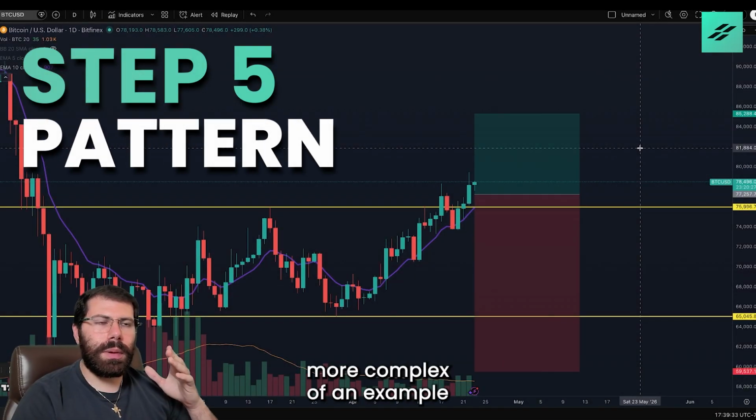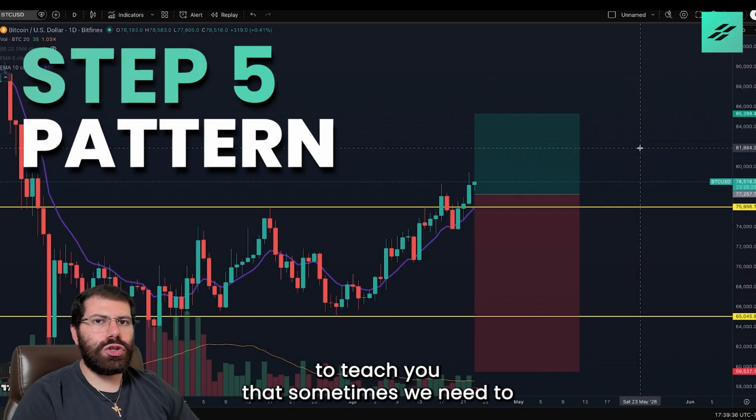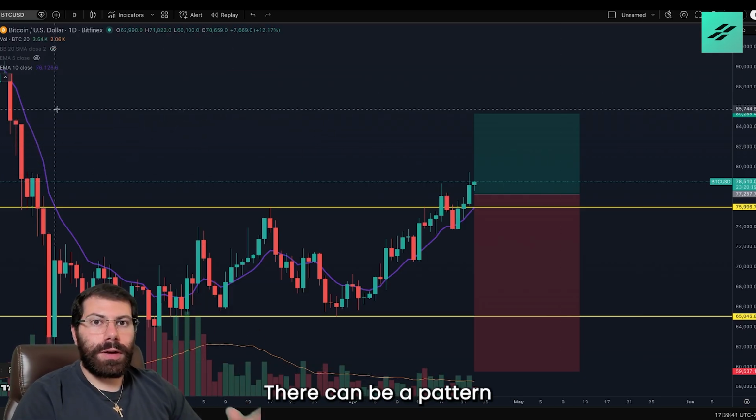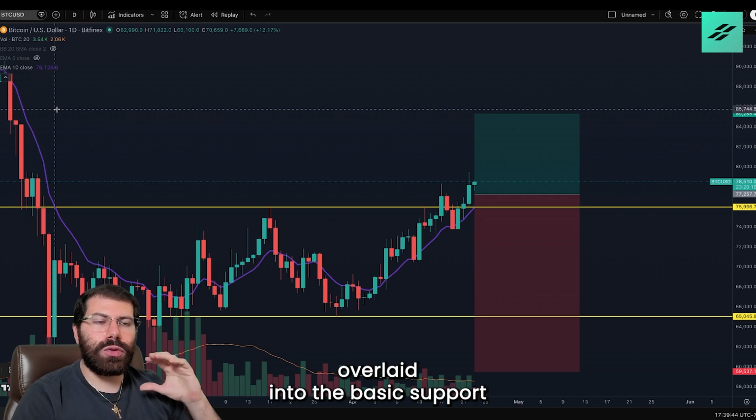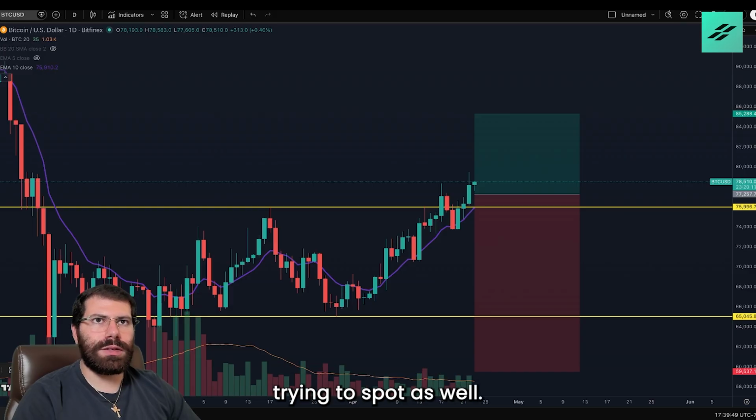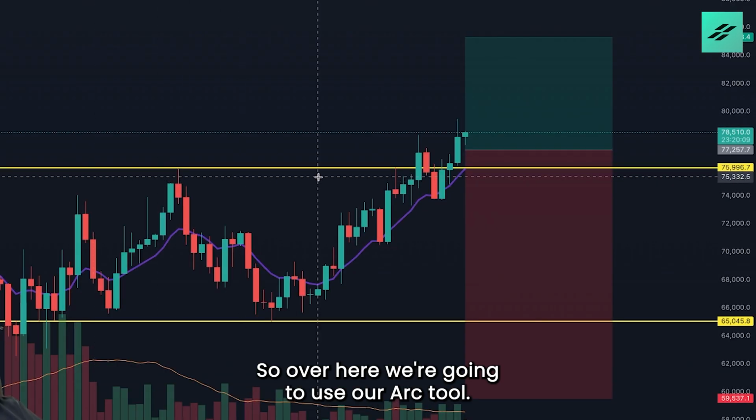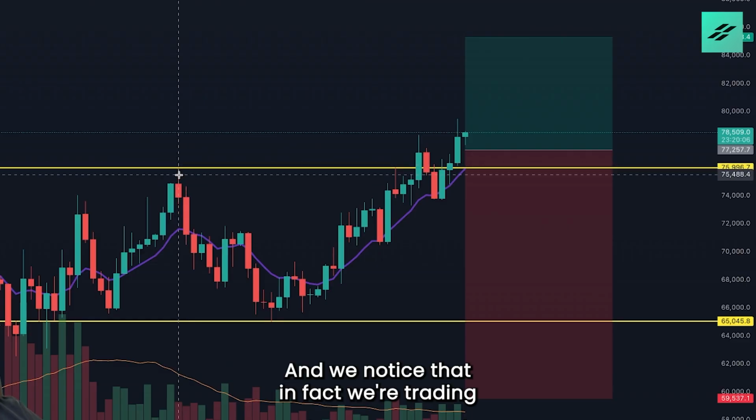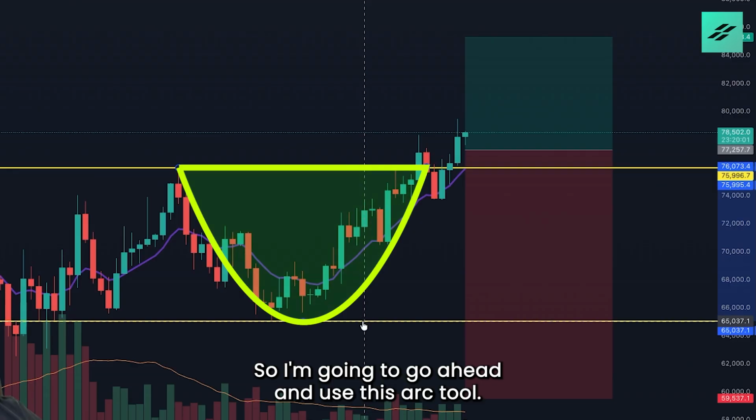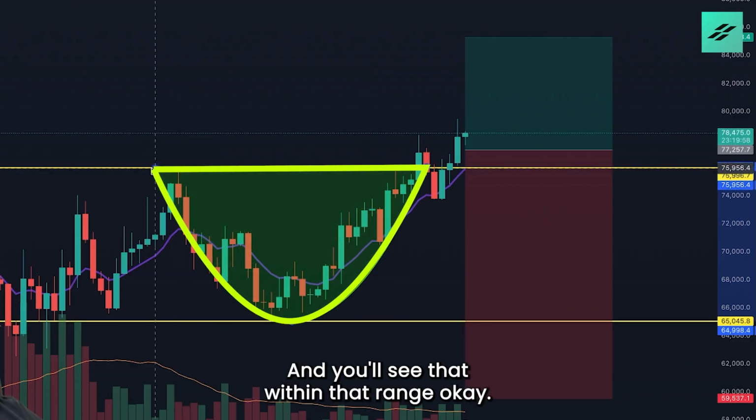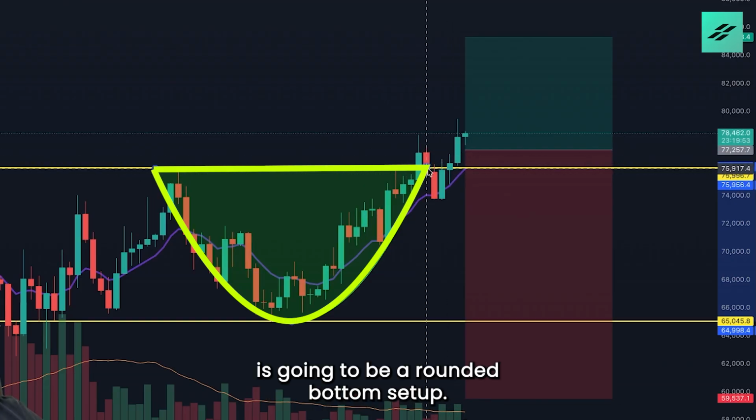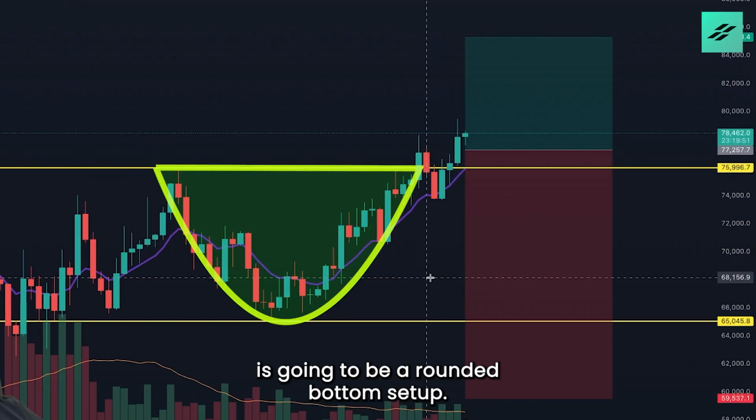Okay, so we're going to look at a little bit more complex of an example to teach you that sometimes we need to look at the wider pattern that we're trading. There can be a pattern overlaid into the basic support and resistance that we're looking at, and that's what I want you guys to start trying to spot as well. So over here, we're going to use our arc tool, and we notice that in fact, we're trading a rounded bottom pattern, okay? So I'm going to go ahead and use this arc tool, and you'll see that within that range, okay, the setup that was leading up to this breakout is going to be a rounded bottom setup.